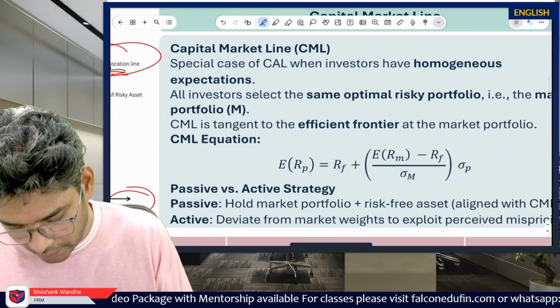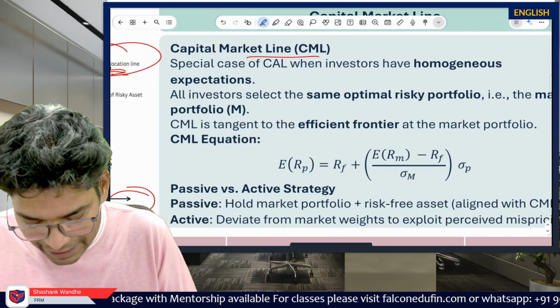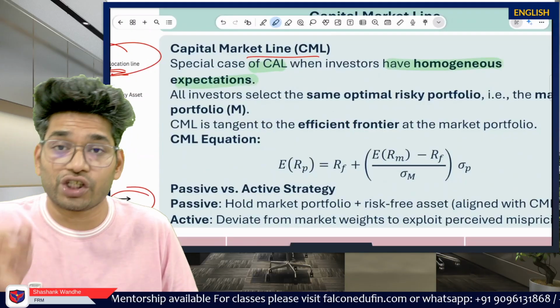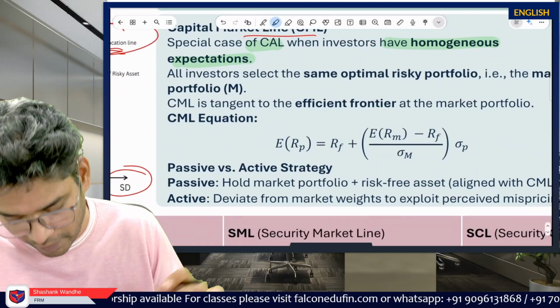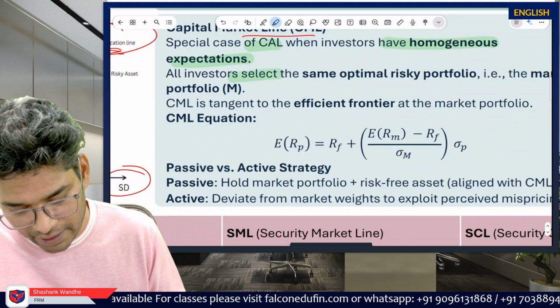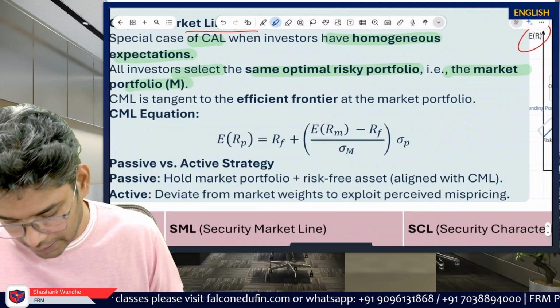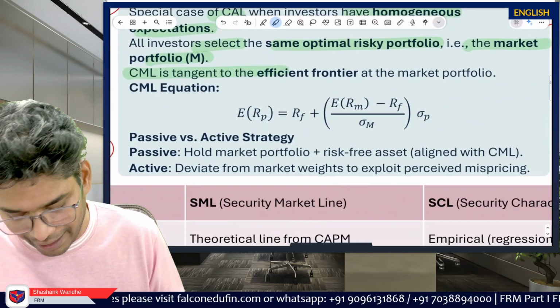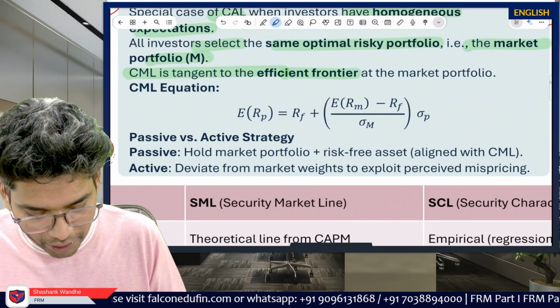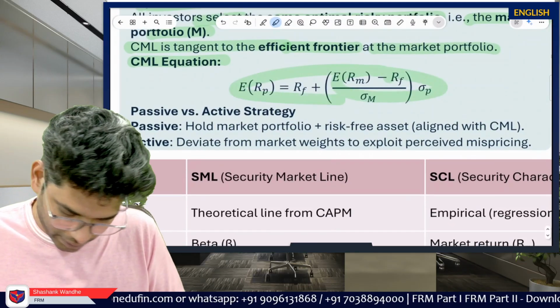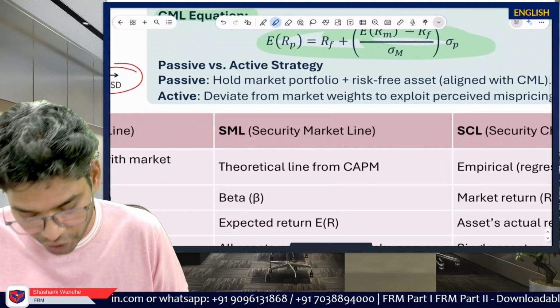Now, the capital market line is the special case of the capital allocation line where the investors have homogeneous expectations, and the expectation is investing in the market portfolio. All the investors select the same optimal risky portfolio, that is the market portfolio. And the capital market line is tangent to the efficient frontier at the market portfolio. The capital market equation is this equation. You don't have to remember the equation.